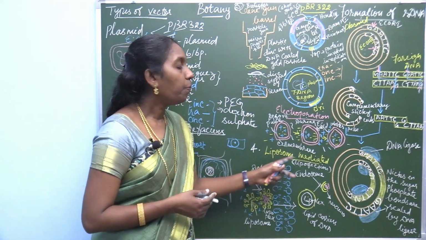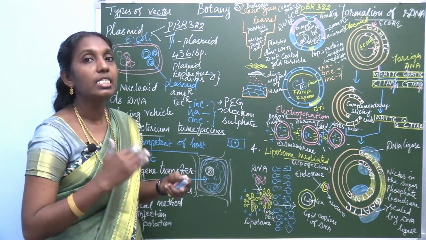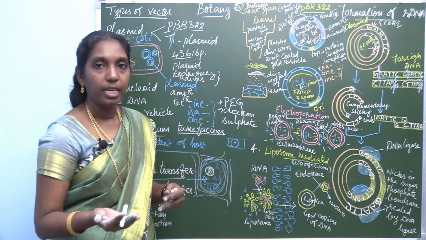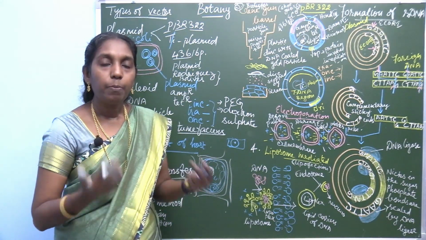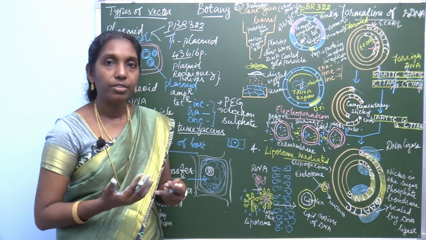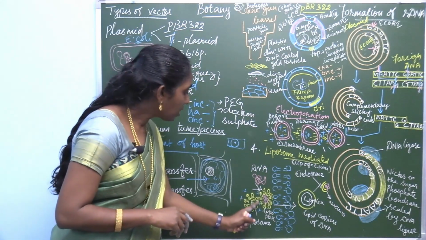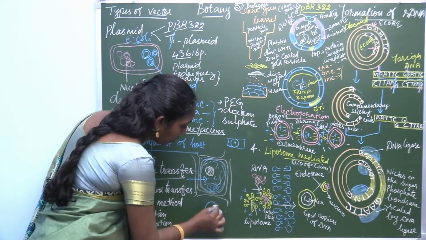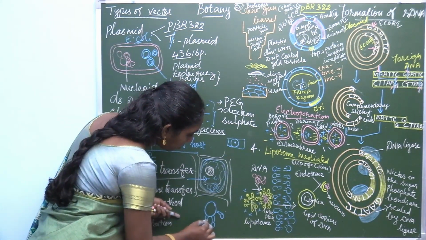Then the fourth method is the liposome mediated gene transfer method. What is this liposome? A liposome is an artificial phospholipid vesicle. See, this is the vesicle, the phospholipid vesicle.